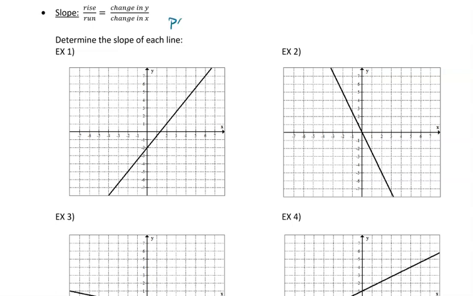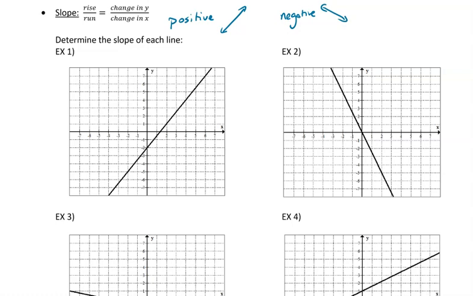A positive slope, when you look at it from left to right, is going upwards. A negative slope, when you look at it from left to right, is going downwards. The higher the slope, the more steep it is.